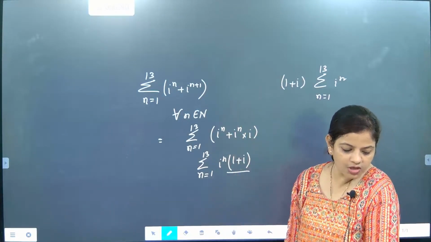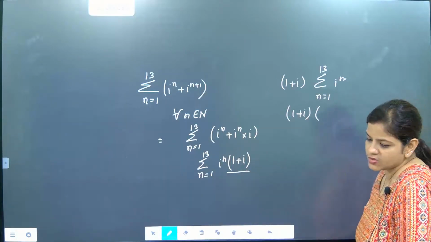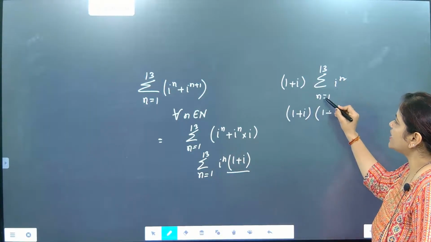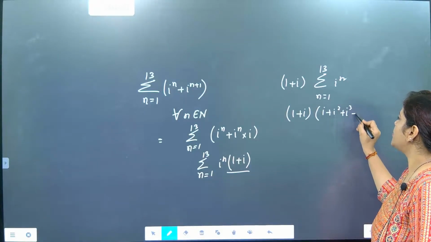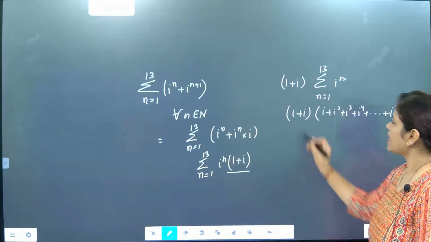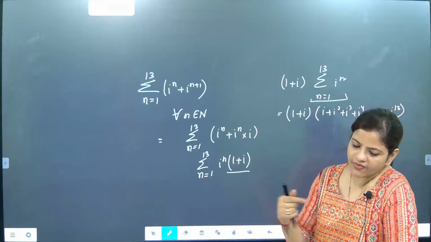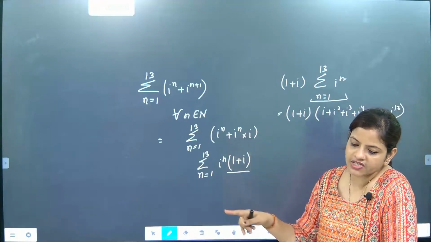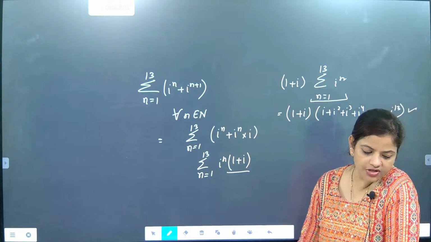Now you can solve this question, because I will use a simple technique. I start with n equals 1, so it will start with i, i square, i cube, i4, till i13, and here 1 plus i is there. Now I have opened the summation: one by one we substitute i1, i2, i3, i4, i5, like that, till i to the power 13. Now solve this question. After this, what do we need to do?